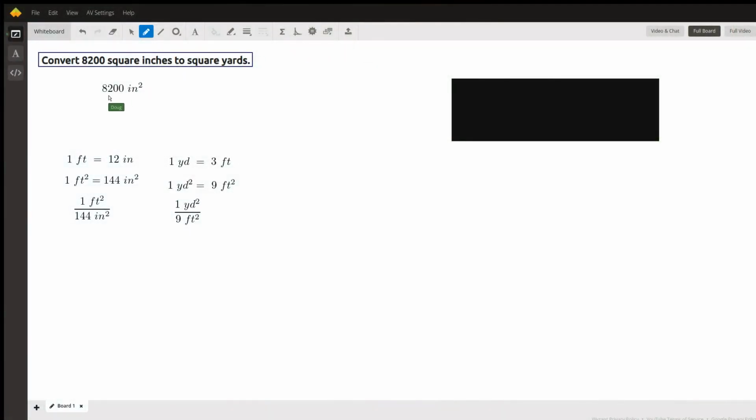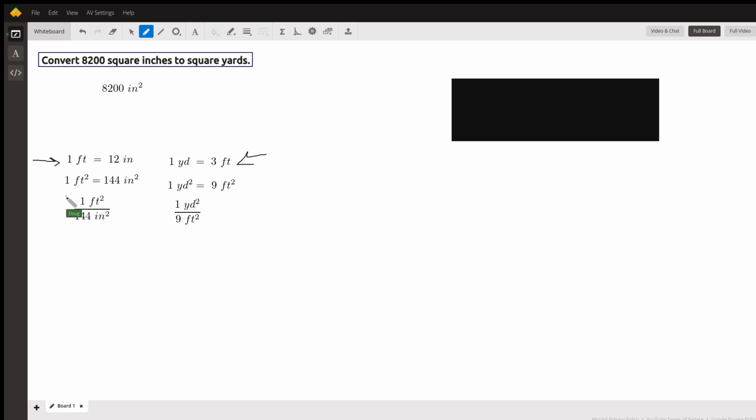Okay, you've got 8,200 square inches, and you want to convert that to square yards. So here are the two conversion factors you need to know. 1 foot is equal to 12 inches. If you square both sides, 1 square foot contains 144 square inches, or inches squared.